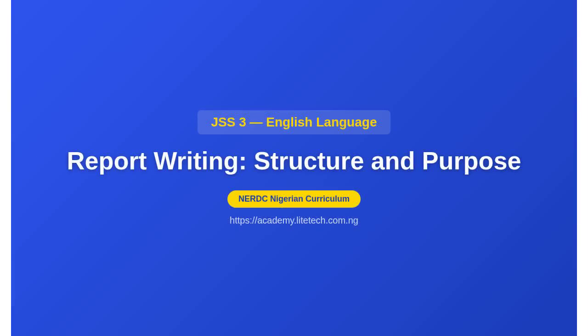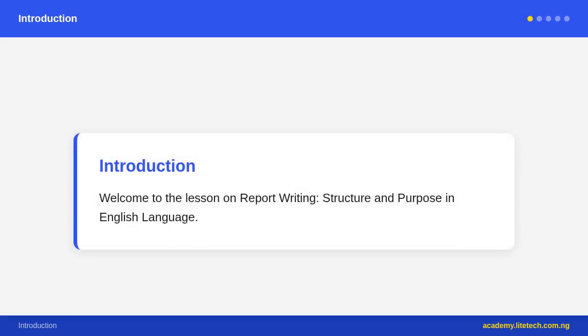Today we study report writing, its structure, purpose, and how to write effective reports for the BECE and beyond. What is a report? A report is a formal piece of writing that presents organized, factual information about a specific topic, event, investigation, or situation. Unlike essays, which often argue a point of view, reports are primarily factual and objective. They present what happened, what was found, or what is the case.